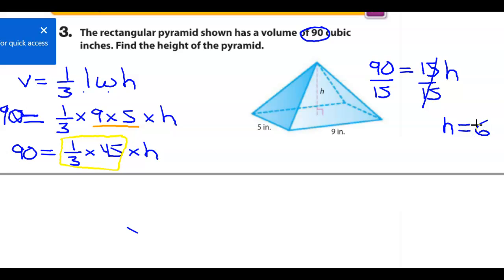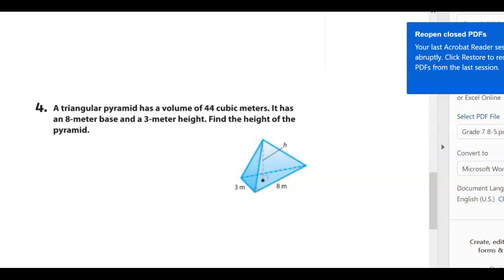Okay? All right, we got one more to go here, you guys, and then we will be done. So we're looking at the last one here, number 4. Recall that the volume of this is going to be 1/3 the length times the width times the height. Or, since the length times the width is the same as the base, we can say that the volume is going to be 1/3 of the base times the height, right?